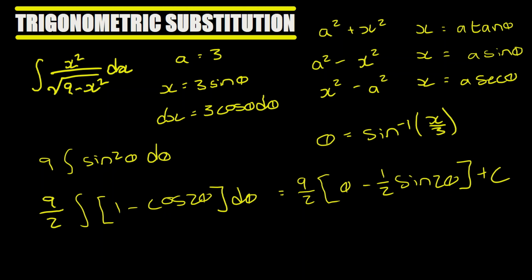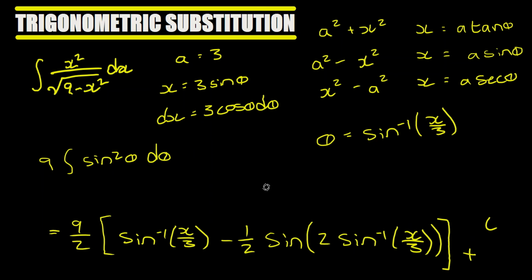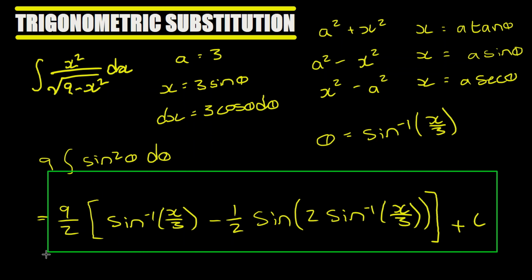And when we substitute theta into our equation, we are left with 9 over 2 multiplied by the inverse of sine of x over 3 minus a half of sine of 2 multiplied by the inverse of sine of x over 3, plus a constant. And that would finalize our answer for our second example.